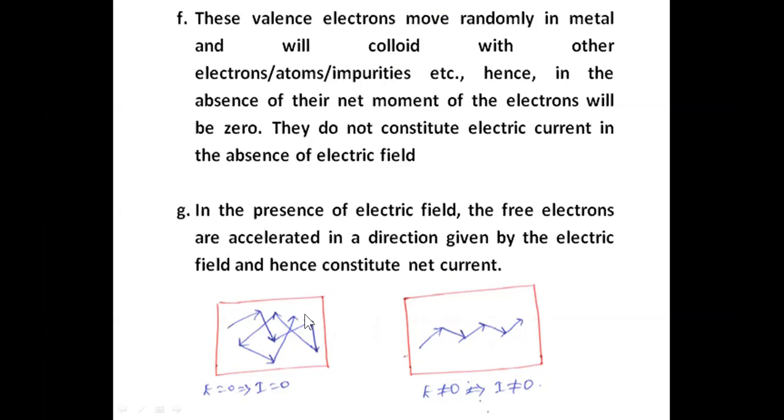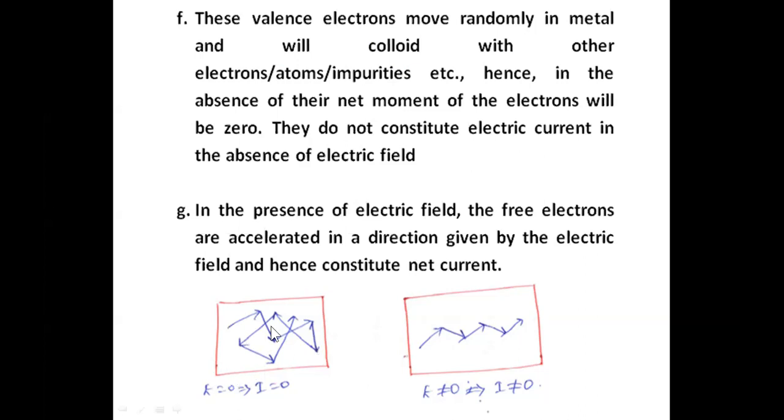On the other hand, you can see in presence of electric field, these freely moving electrons will be accelerated in a particular direction which is governed by the applied electric field, and hence they get net movement which constitutes a net current in the metal. That means metals conduct electricity in presence of electric field, whereas they don't conduct electricity in absence of electric field.